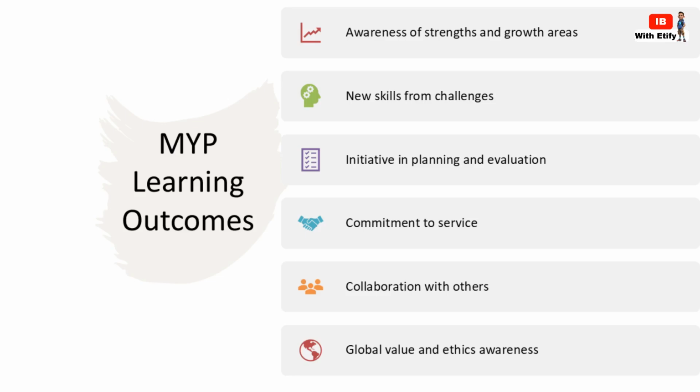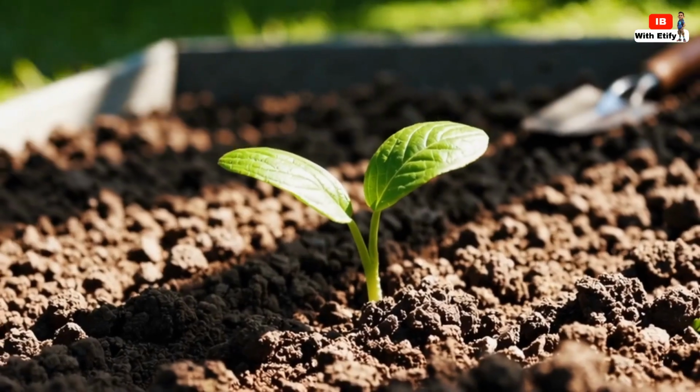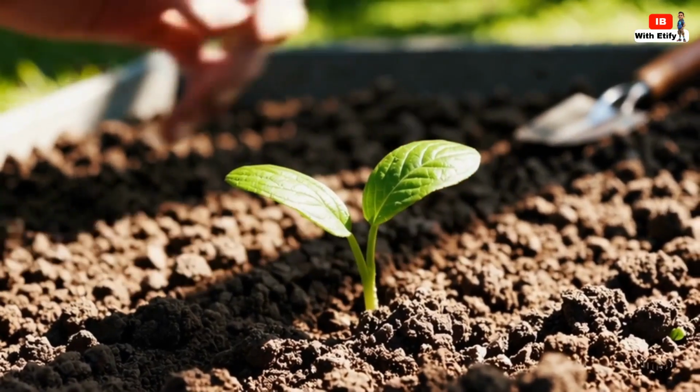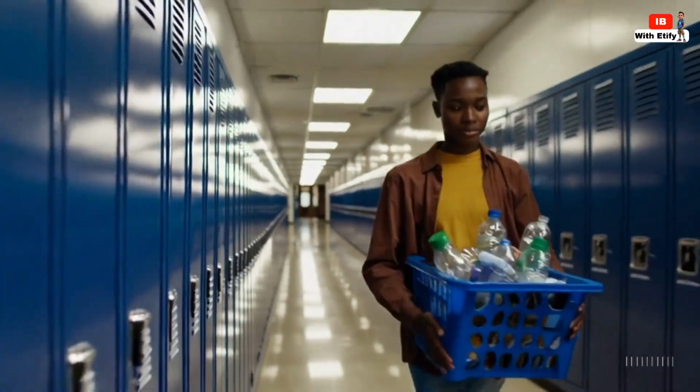But wait, there's more. Sustainability. Service learning isn't just a one-off event, it's about creating long-lasting impact. Schools need to plan service activities that are ongoing, culturally sensitive, and meaningful to the community. For example, regular visits to elderly homes or environmental initiatives like tree planting or recycling programs can ensure that service learning becomes a regular part of the school culture.